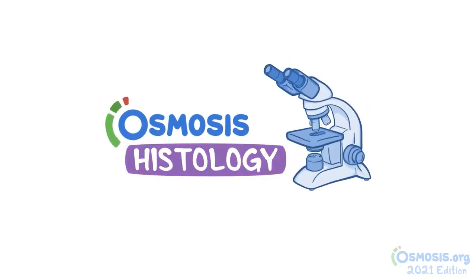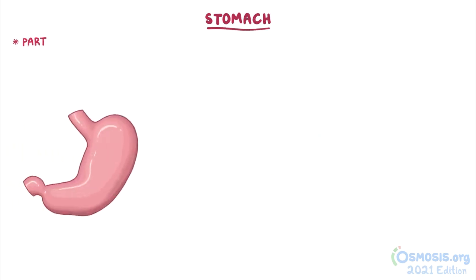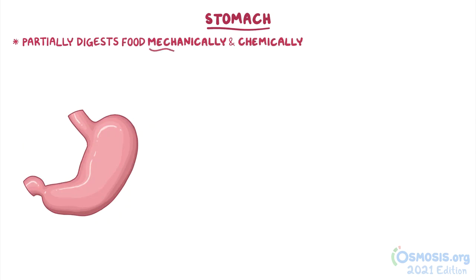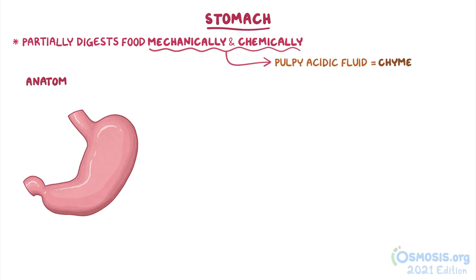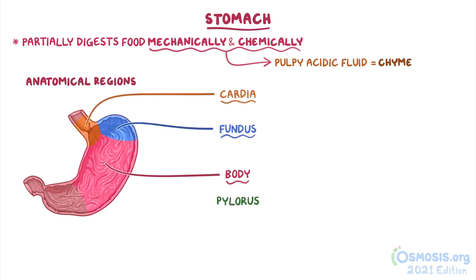Now, let's get a closer look. The stomach is an expanded portion of the gastrointestinal tract, or GI tract, that partially digests food by breaking it down mechanically and chemically in order to form a pulpy acidic fluid called chyme. The stomach is divided into four anatomical regions: the cardia, fundus, body, and pylorus.